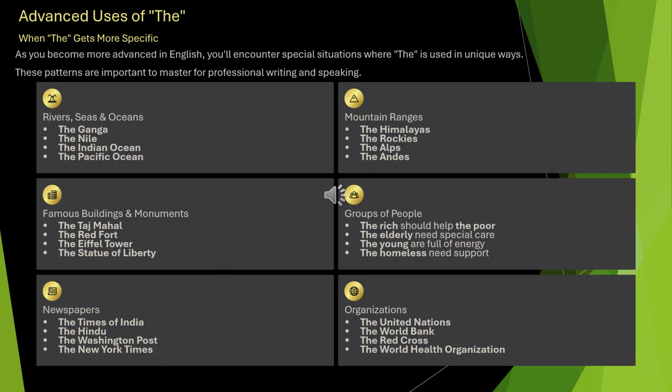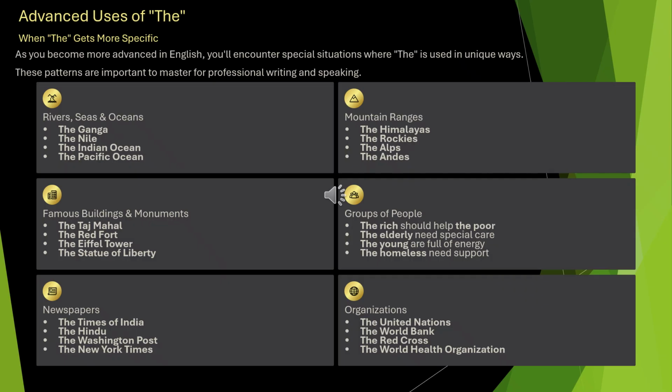Seas, rivers, seas, and oceans: the Ganga, the Nile, the Indian Ocean, the Pacific Ocean. Mountain ranges: the Himalayas, the Rockies, the Alps, the Andes. Famous buildings and monuments: the Taj Mahal, the Red Fort, the Eiffel Tower, the Statue of Liberty.